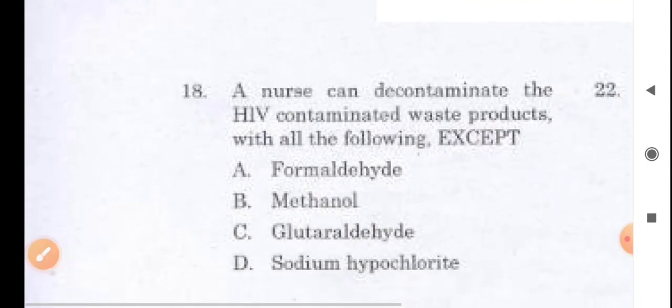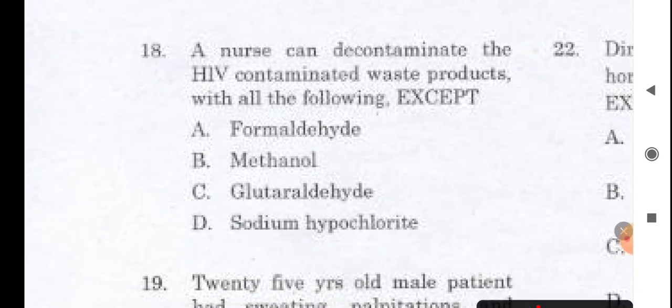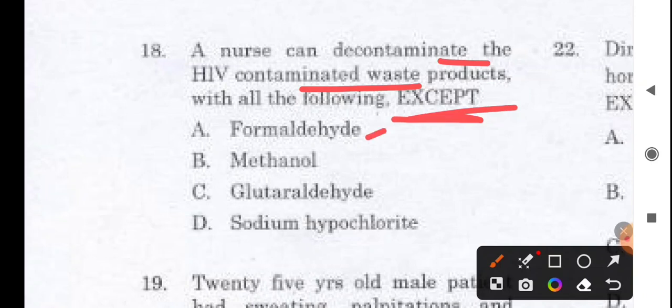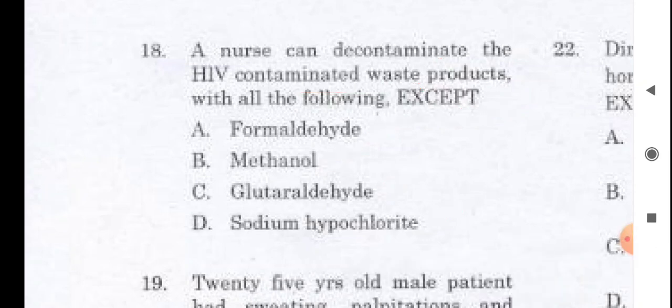Okay. So next, a nurse can decontaminate the HIV contaminated waste products with all the following except: formaldehyde, methanol, glutaraldehyde, sodium hypochlorite.